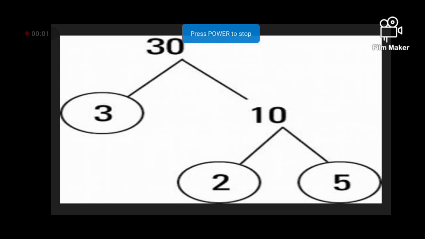Let's see an easy example. Prime factors of 30. 3 10s are 30. 3 is a prime number. Now we have to find the prime factors of 10. 2 5s are 10. So the prime factors of 30 are 3 multiplied by 2 multiplied by 5. 3 2s are 6 and 6 5s are 30.